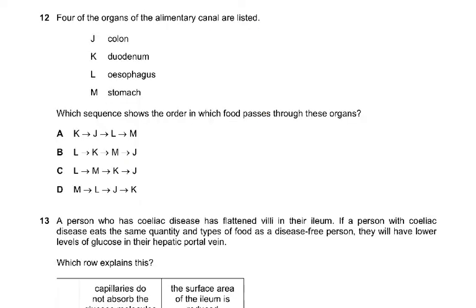Now four organs of the alimentary canal are listed: colon, duodenum, esophagus, and stomach. You know, the esophagus comes first, then the stomach, then the duodenum, and then the colon. So it has to be L, M, K, and J. So the answer is C.